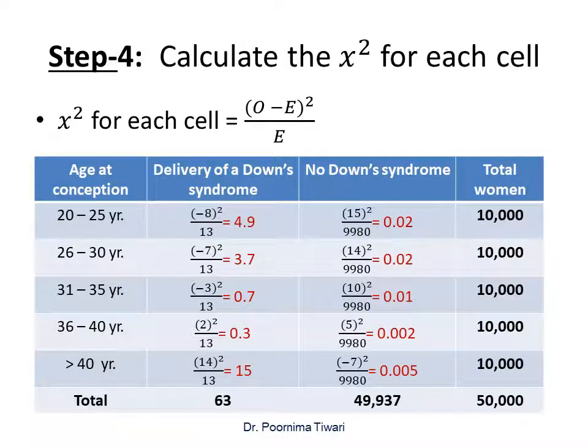Step 4. Calculate the chi-square value for each cell. So each difference is squared and divided by the expected value of that cell. The first cell had a difference between observed and expected value of minus 8. So minus 8 squared divided by the expected value, which was 13. So chi-square for the first cell is 4.9. Similarly, we calculate the chi-square for each of the cells.